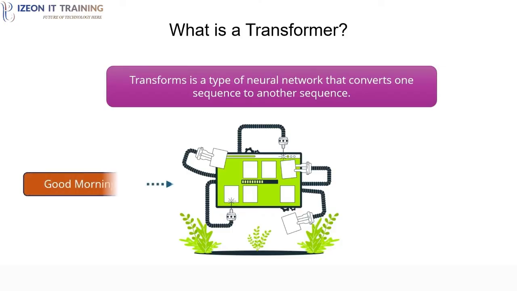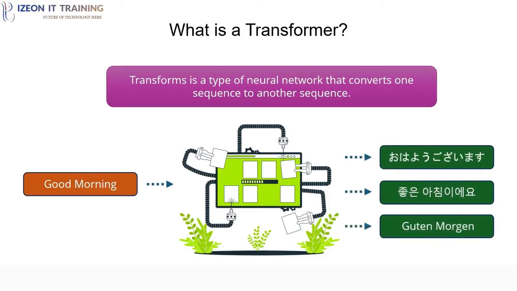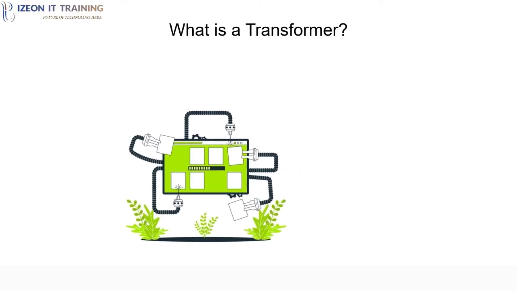Imagine inputting "Good morning" in English, and the transformer processes this and outputs the translation in languages like Japanese, Korean, or German. The key is how it efficiently processes the relationship between words. Since we know what a transformer is, let's dig a bit deeper into them.